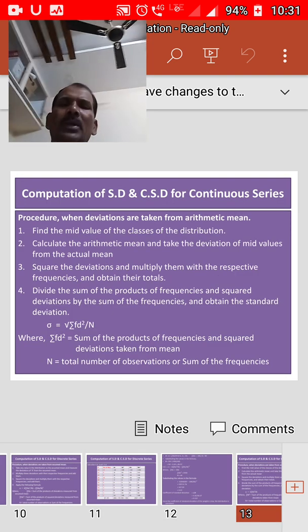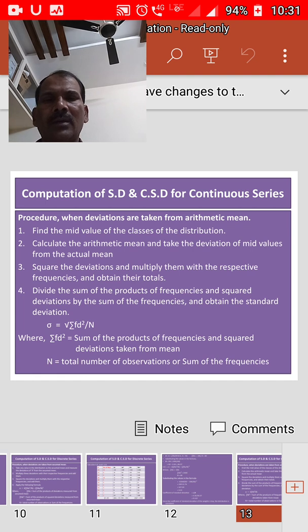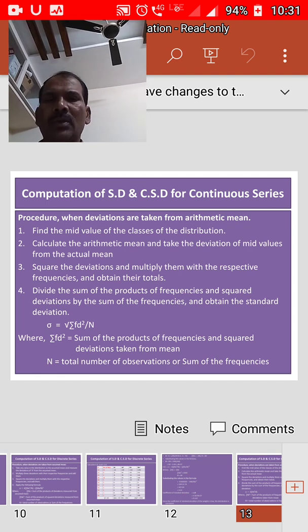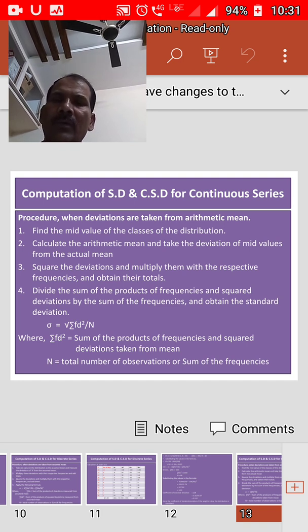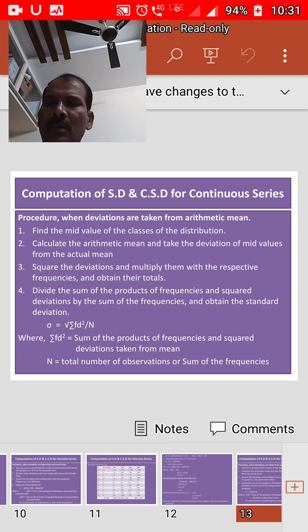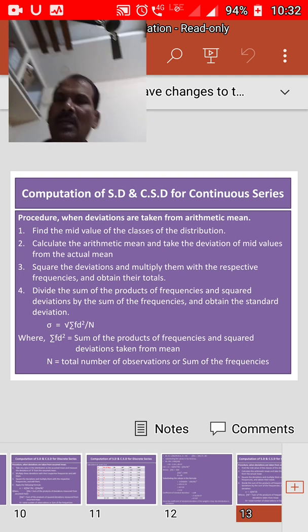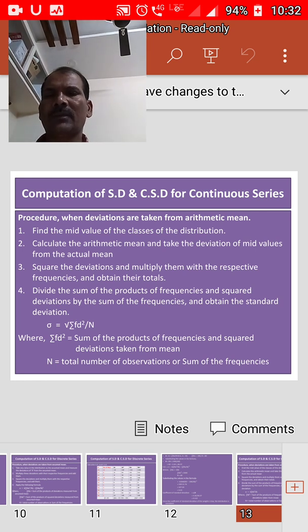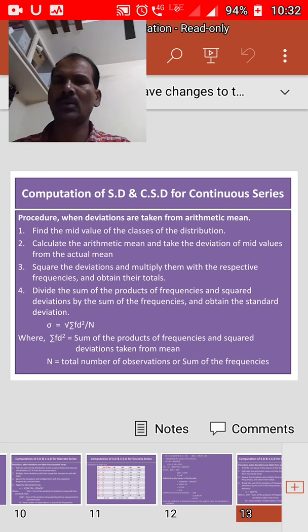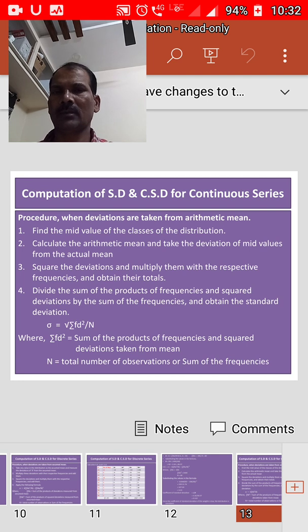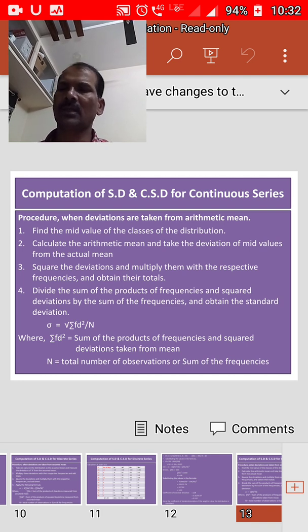Next, computation of standard deviation and coefficient of standard deviation for continuous series from deviations taken from the actual mean, that is the arithmetic mean. When the deviations are taken from the actual mean, the procedure is: the first step is to find the mid value of the classes of the distribution. First, we need to find the mid values when it is in the continuous form.